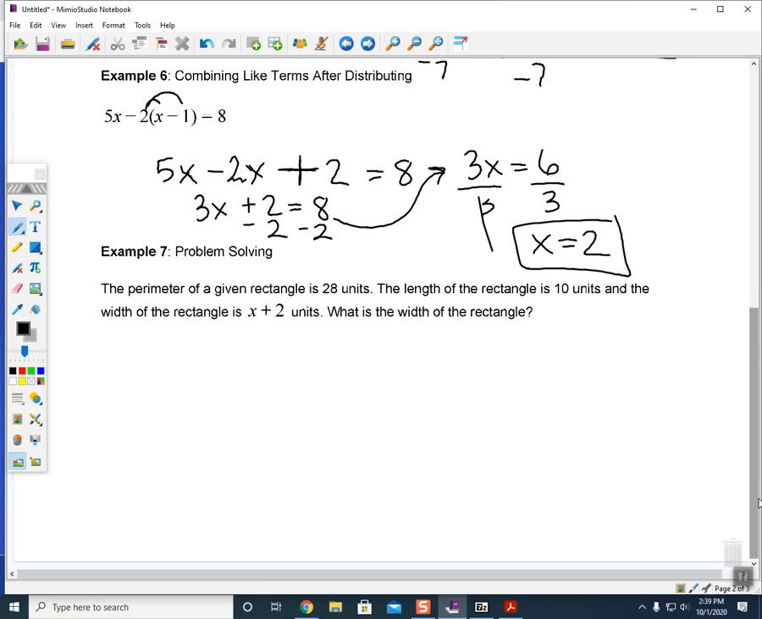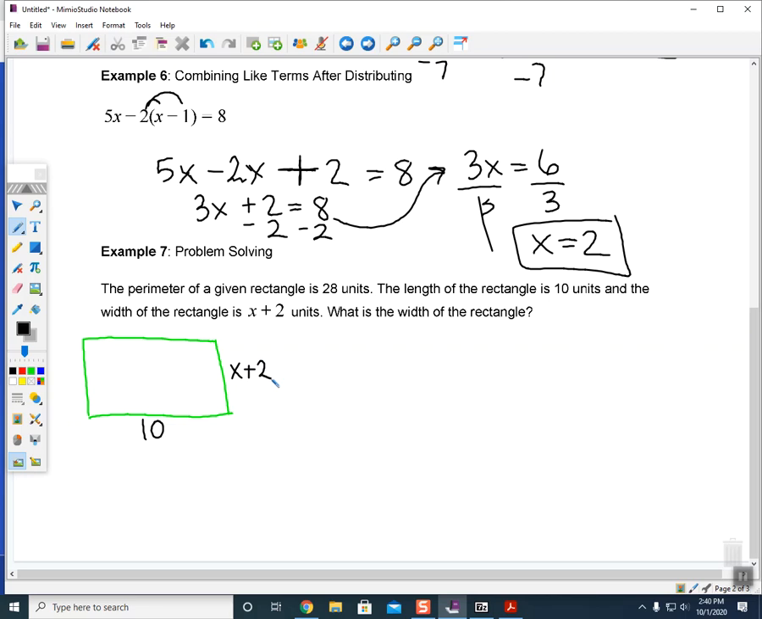All right, this last one's a little tricky, so it helps to draw a picture. So the perimeter of a given rectangle is 28 units. So the first thing I'm going to do is draw a rectangle quick. Perimeter, if you remember, means that I add up all of the sides. So when I add up all of these sides, it's going to equal 28. I'm given that the length of the rectangle is 10 units, and my width is x plus 2.